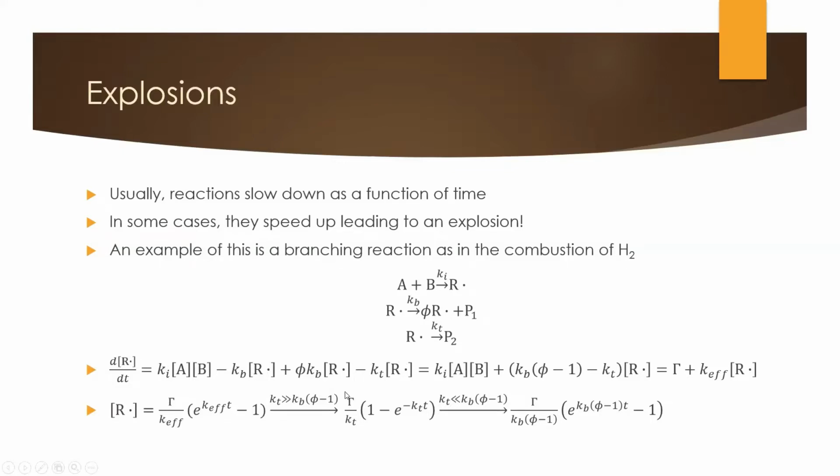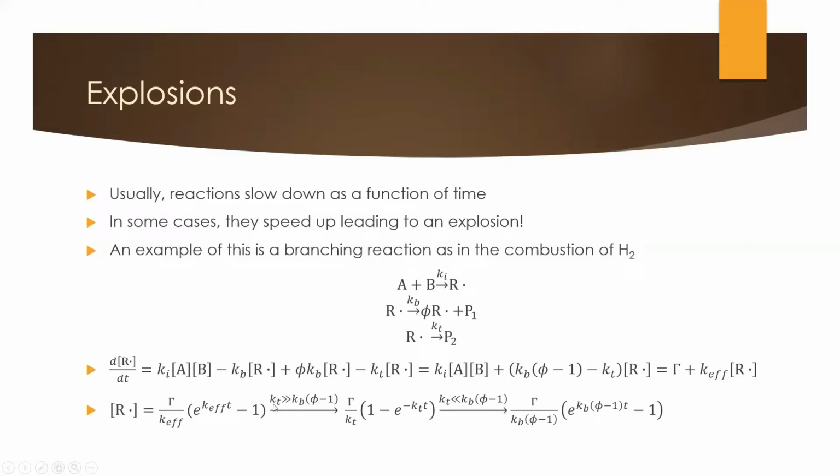So we can pool all of these together to get an equation that looks like this, where the gamma is substituting in for this term, so based on the initiation, and then the K effective is all of this here. It's KB times phi minus 1 minus KT. We do it in this way because we can see if there's a difference between the termination and the branching rates, we get very different results.